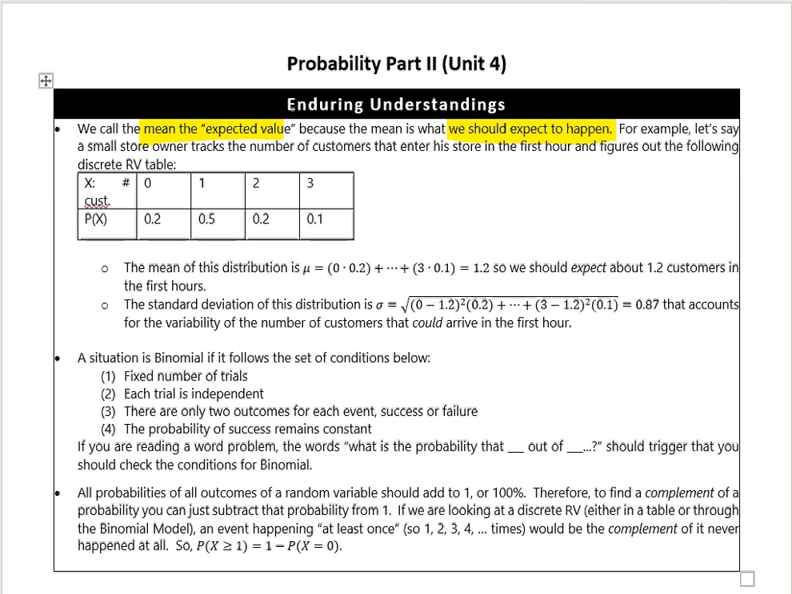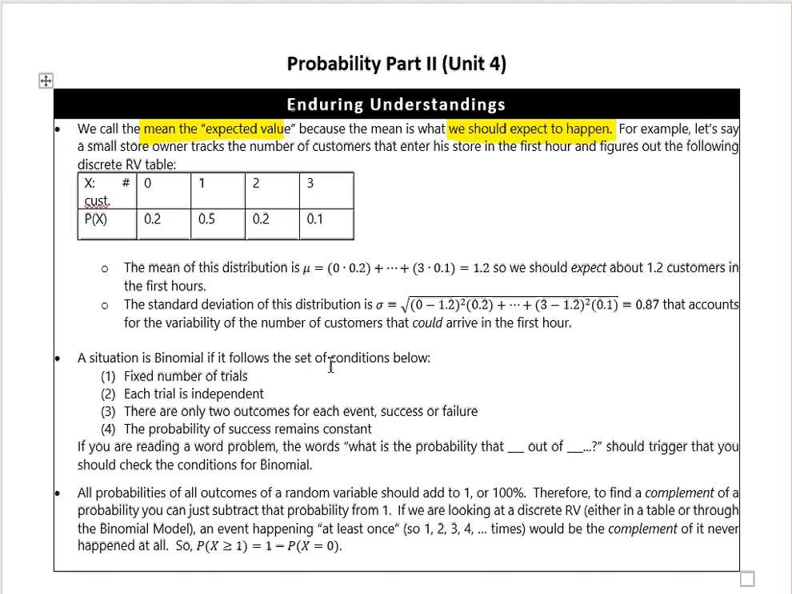For example, if you look at this data table, a store owner tracks the number of customers that enter his store in the first hour and figures out the following discrete random variable table. If we wanted to find the expected value for the number of customers for this store owner, we would do the probability of getting 0 customers times 0 customers, and the probability of getting 1 customer times 1 customer, and we would add all 4 of those values, and that would give me 1.2. So we would expect about 1.2 customers in the first hour.